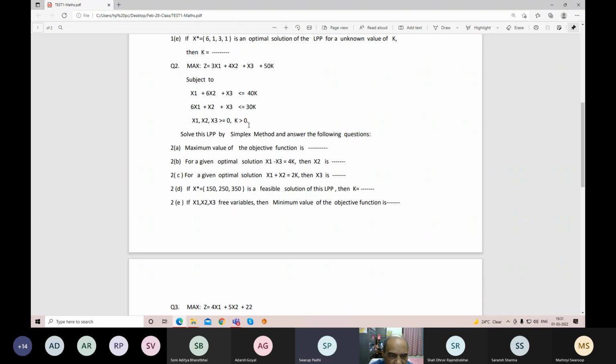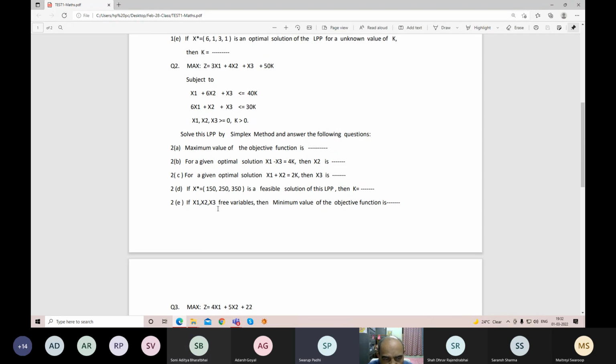See what is given here. They are greater than or equal to 0. Optimal, this is okay. If they are free variables, x1, x2, x3 are free variables, so what are we talking about? The minimum value of the objective function. Maximum, minimum. So we are talking about the maximum and minimum. So how much will the minimum value come?